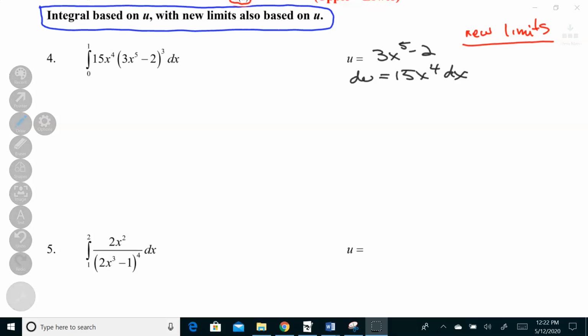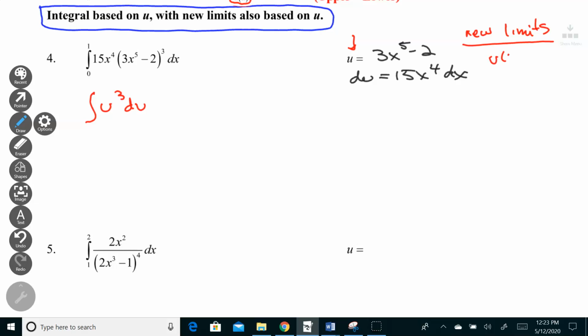Same u, 3x to the 5th minus 2, same du, 15x to the 4th dx. So I can rewrite this as the integral of u to the 3rd du, except I want to change my limits. I don't want to use 0 and 1 any longer. I want to figure out what they are. So what I have to do is plug 0 and 1 into the u equation. So u of 1 turns out to be 3 times 1 to the 5th minus 2, so u of 1 is still 1. It just happens to be the same upper limit.